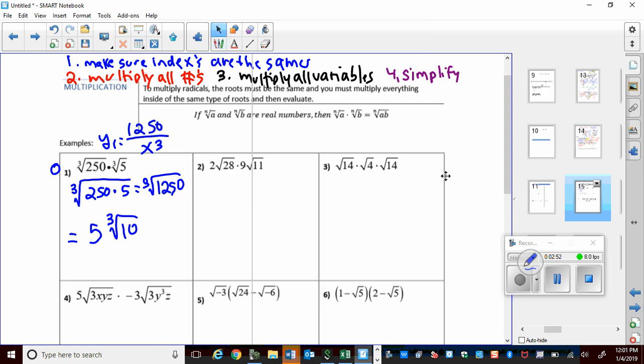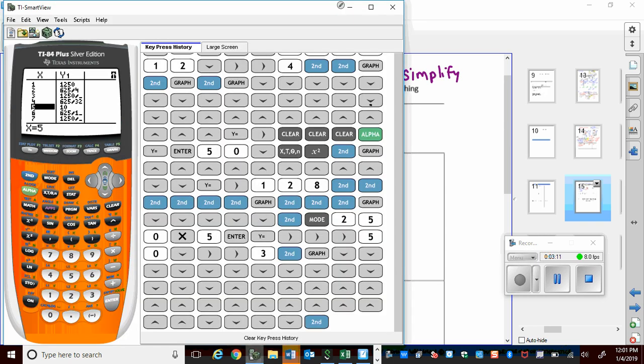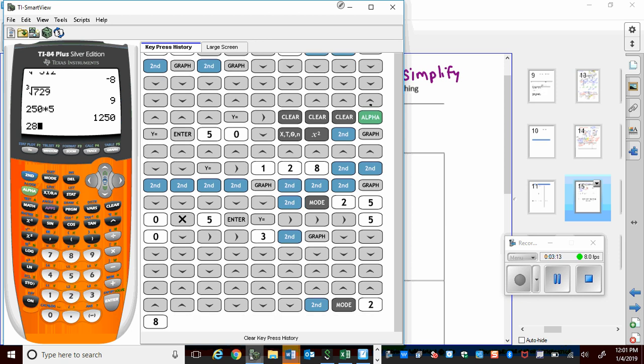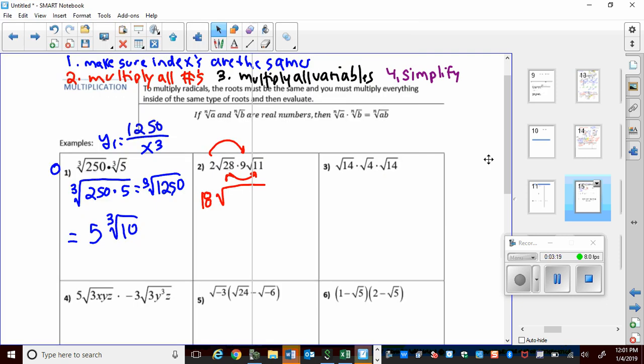All right, what about number 2? Well, we're going to multiply these two numbers, and then multiply these two numbers and simplify. So I have 18 square root of 28 times 11. Graphing calculator here, second mode. 28 times 11, and I get 308 inside of the radical.